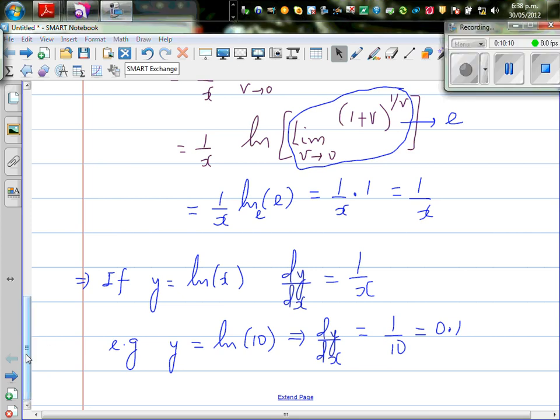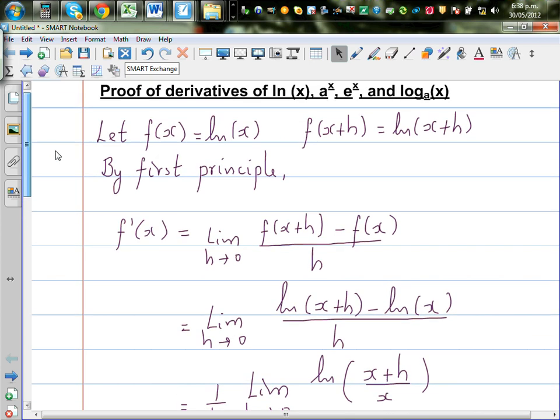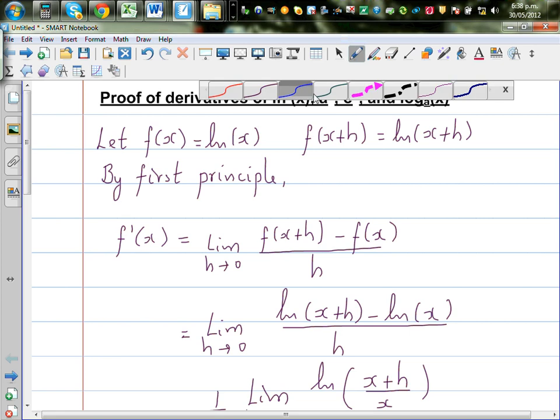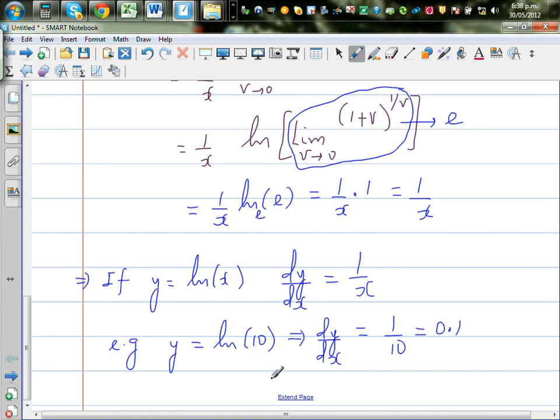Let me continue past 10 minutes. So we have proved this: the derivative of natural log of x is 1 over x. Let me also prove what the derivative of a to the power x is. I'll prove the next two in the next video. Okay, so let me continue.